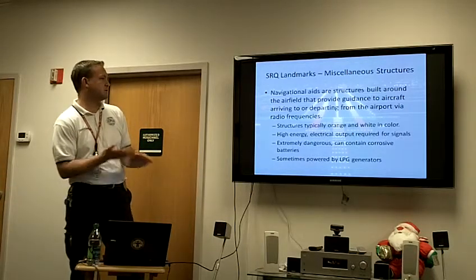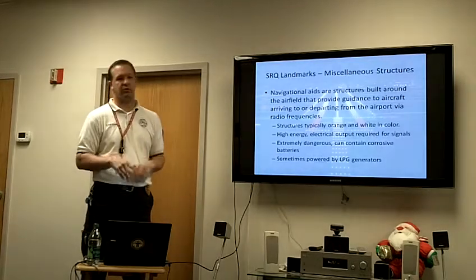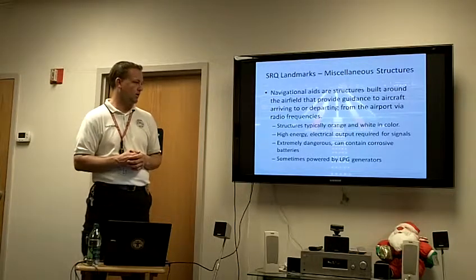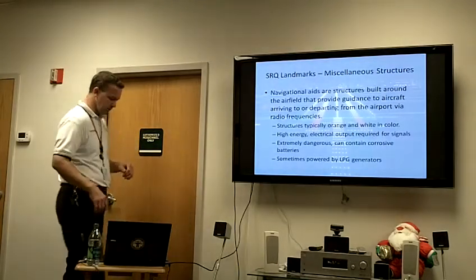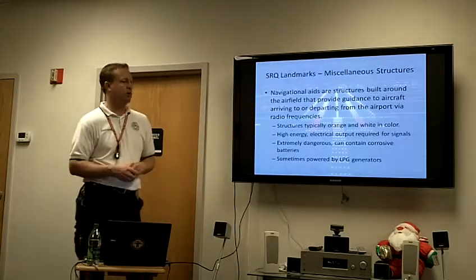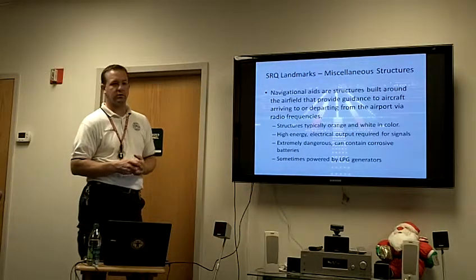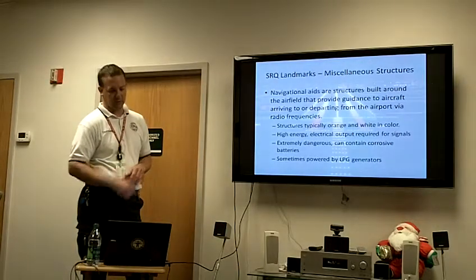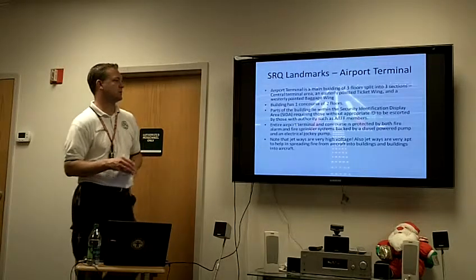SRQ landmarks, again, miscellaneous structures and navigational aids, as I talked about earlier, are structures built around the airfield that provide guidance to arriving or departing aircraft. Structures are typically orange and white in color, so do not go near them. Try to stay clear of them. They are high energy, high electrical output, and they're required for signals. Extremely dangerous, can contain corrosive batteries, and sometimes powered by propane and LPG generators. So they're not buildings to mess with.